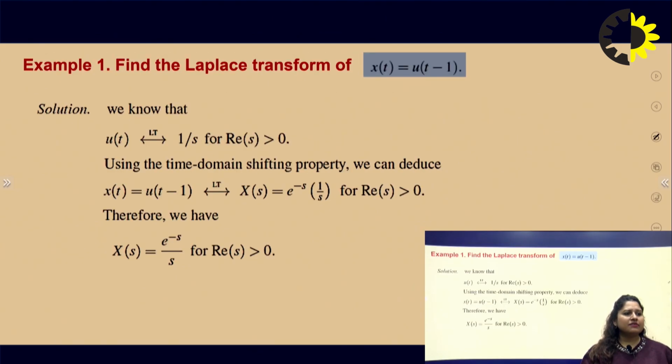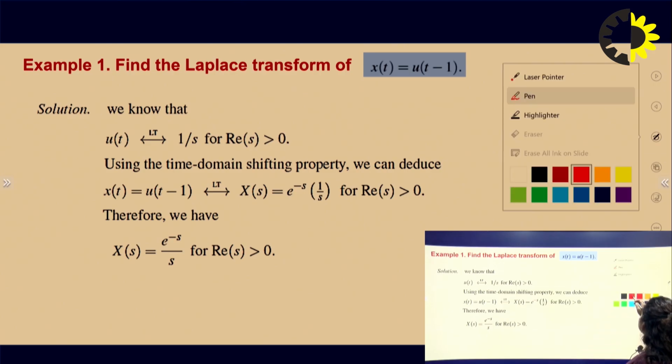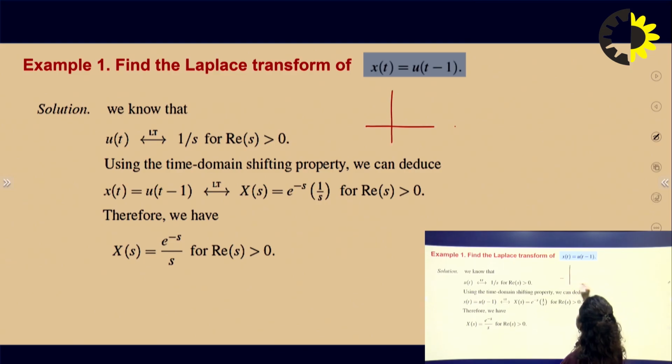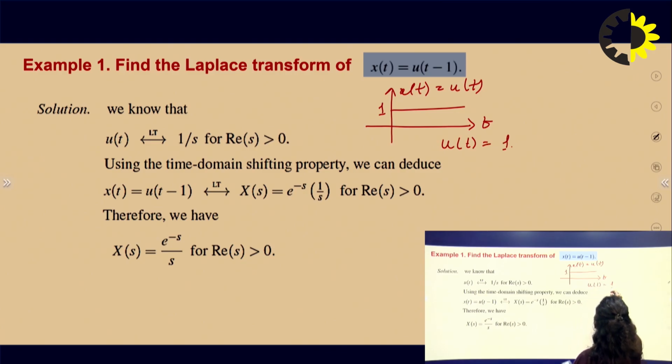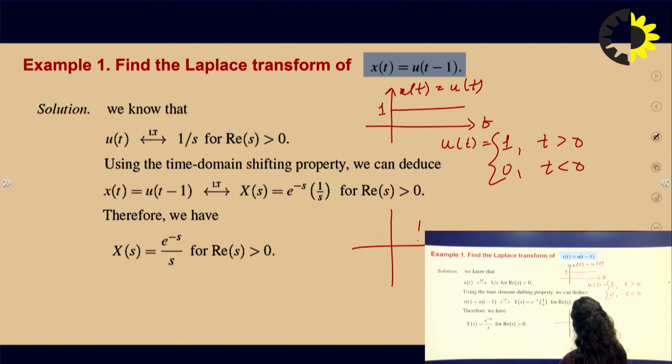In this lecture we are going to solve some numerical problems based on inverse Laplace transform and also Laplace transform. Example number 1: find the Laplace transform of x(t), which is u(t minus 1). Obviously this u(t minus 1) is a shifted version of u(t). If we draw x(t), equivalent to u(t), it is basically 1 for t greater than 0 and 0 for t less than 0 in the continuous domain.